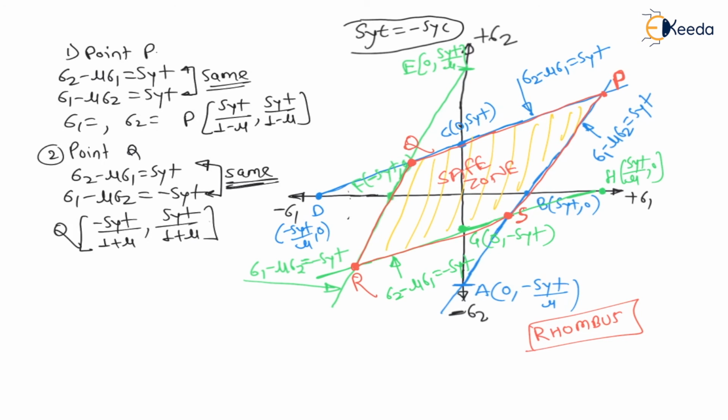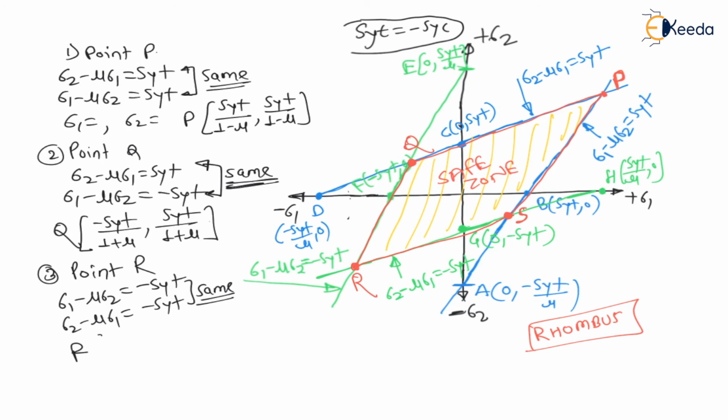Again, for point R, another corner point of the rhombus, R is the intersection of the line sigma 1 minus mu sigma 2 is equal to minus SYT, and another line, sigma 2 minus mu sigma 1 is equal to minus SYT. These two lines become the same at point R. Solving for sigma 1 and sigma 2, the coordinates of point R are minus SYT divided by 1 minus mu, comma minus SYT divided by 1 minus mu.